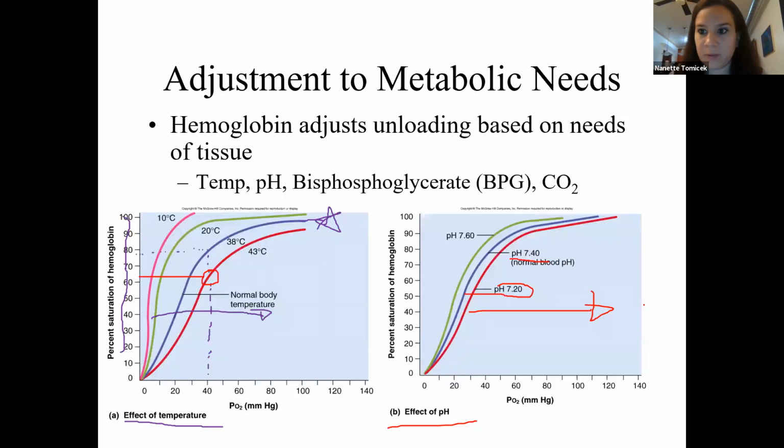Okay, let's take a little break before we get into how CO2 is transported in the blood.